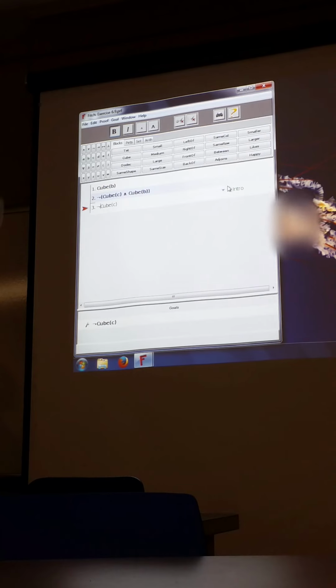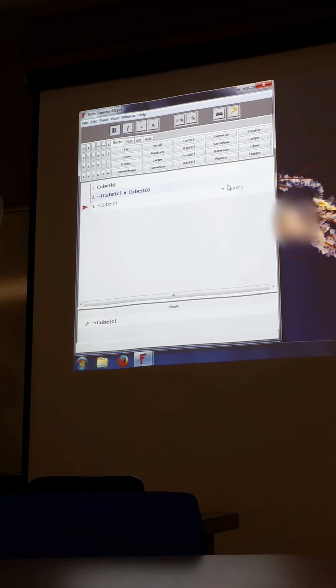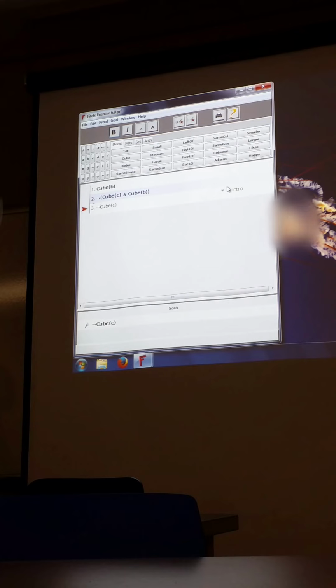Anyone need that again? One more time. Q2, what goes at the top of the subproof? Answer: the opposite of what's at the bottom. And then Q3, what goes at the bottom of the subproof? Answer: contradiction.